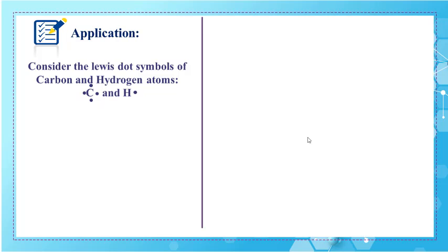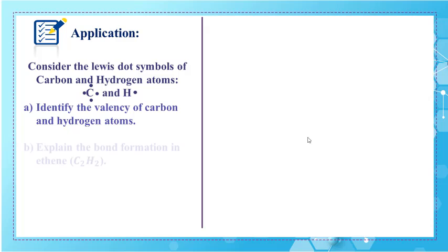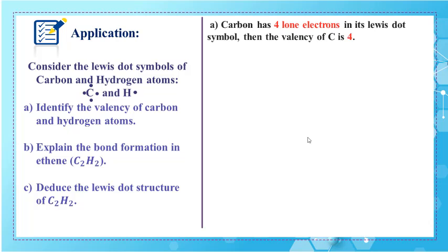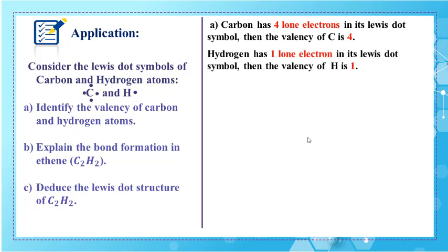Let's do the second application. Consider the Lewis dot symbols of carbon and hydrogen atoms. First, we have to identify the valency of carbon and hydrogen atoms, then explain the bond formation in ethyne C2H2, and finally deduce the Lewis dot structure of C2H2. First, the carbon has 4 lone electrons in its Lewis dot symbol, then the valency of carbon is 4. And hydrogen has 1 lone electron in its Lewis dot symbol, then the valency of hydrogen is 1.